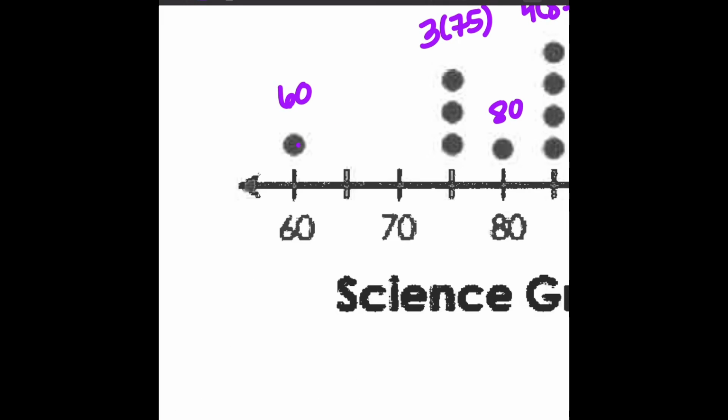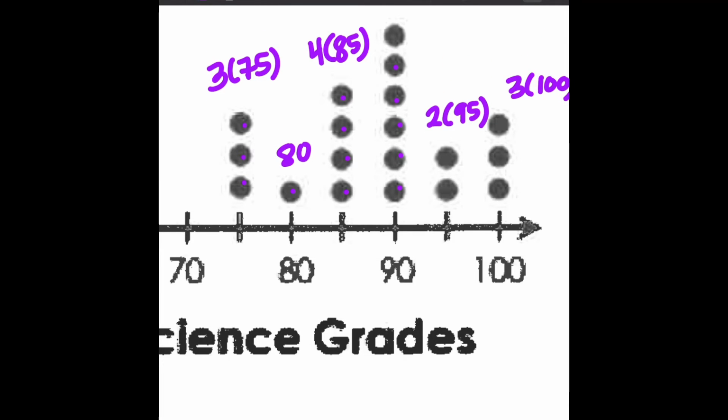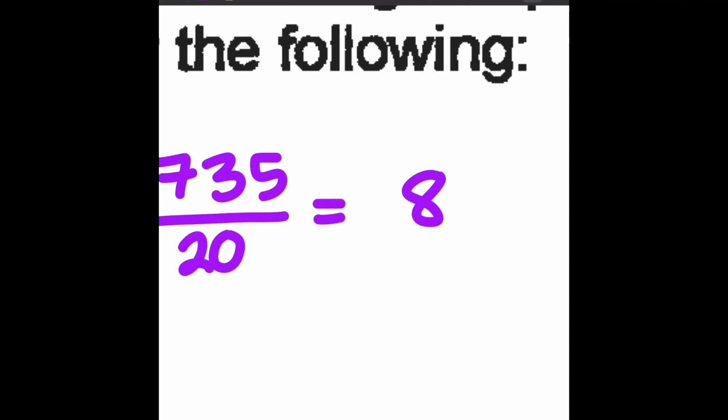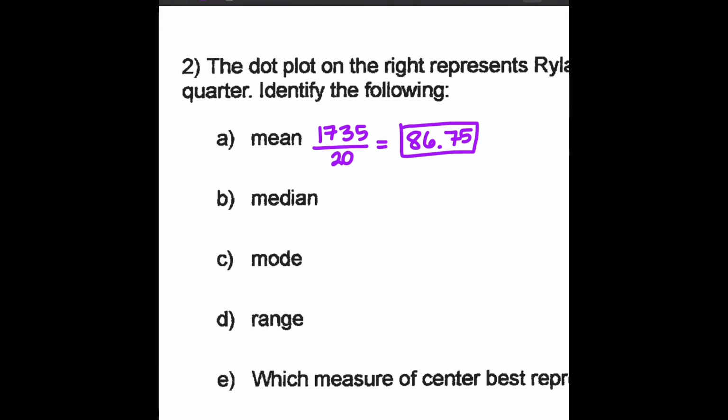Well, when I count them, I've got 1, 2, 3, 4, 5, 6, 7, 8, 9, 10, 11, 12, 13, 14, 15, 16, 17, 18, 19, 20. So I'm dividing 1,735 by 20. And when I put that into my calculator, I end up with 86.75. So that is the average for Ryland's grades.